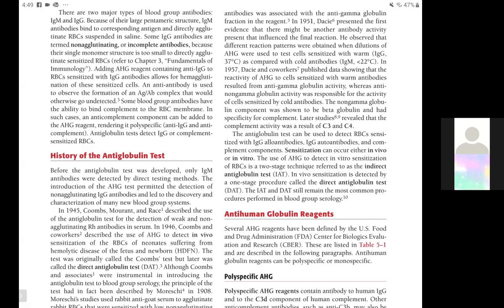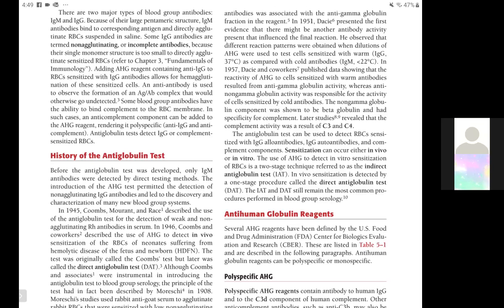So this is where the complement system also comes in. The AHG is actually anti-IgG, but it has an anti-complement effect also. Because of that, it would still react with the RBCs that may not have the IgG, but still have the complement component, that is the beta globulin part. So they are not gamma globulins, but beta globulins.